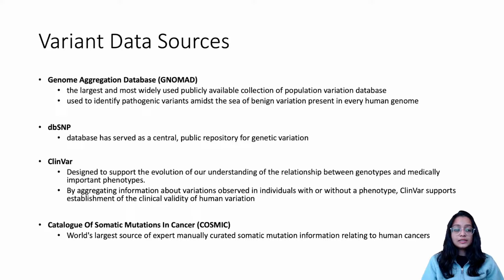We can also look at dbSNP, which is apparently a database that contains all the identified genetic variation and can be used to investigate a wide variety of genetically based phenomena. We can also use a data source like ClinVar, which contains variations observed in individuals with or without phenotype. So it supports the clinical validity of variants that are observed. And lastly, we also have COSMIC, which is commonly used when we are dealing with somatic mutations, or we want to study mutations that are linked with cancer, because this database contains manually curated variants relating to cancers.